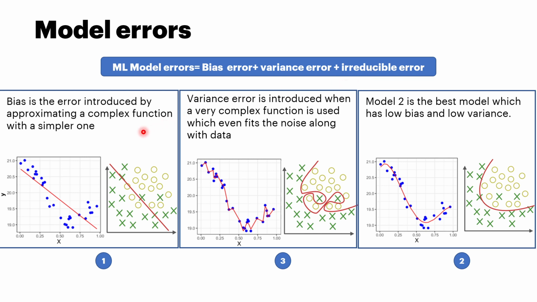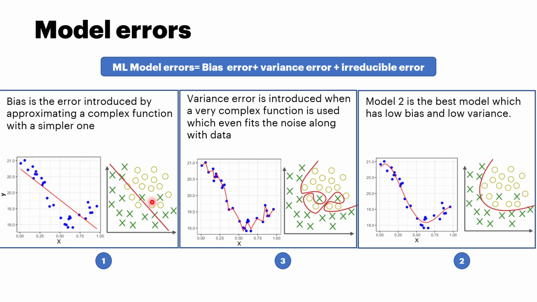Bias error is introduced when we approximate a complex function with a simpler one. Model 1 suffers from large bias error. As you can see, the data is complex, whereas the model that we have used, that is the red line, is the simpler one.